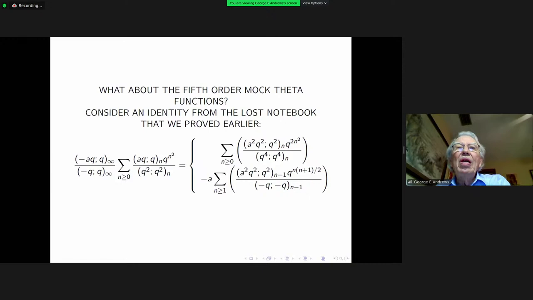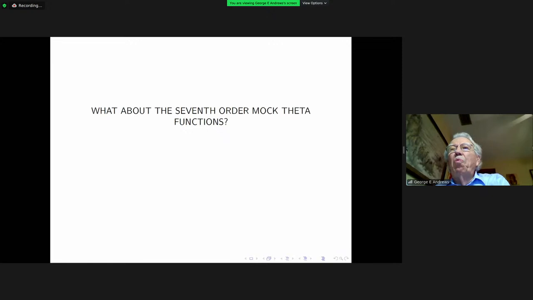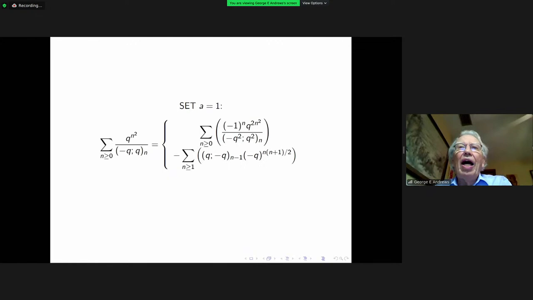So I've shown you this set of things. I ask, what can one say about the seventh order functions? And the answer is, so far as what Ramanujan has, it is a giant question mark. I should say a little more about the fifth order functions.